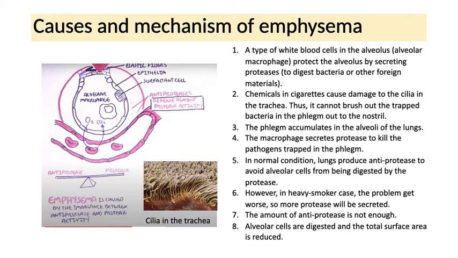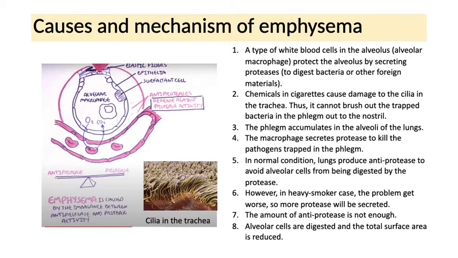The story of how smoking can cause emphysema starts with the fact that there is a type of white blood cell in the alveolus, or we call it alveolar macrophage. If you can see from the diagram on your left, it looks like a sunny egg inside the alveoli. So that's the alveolar macrophage. The function of this white blood cell, of course, is to protect the alveolus by secreting proteases.